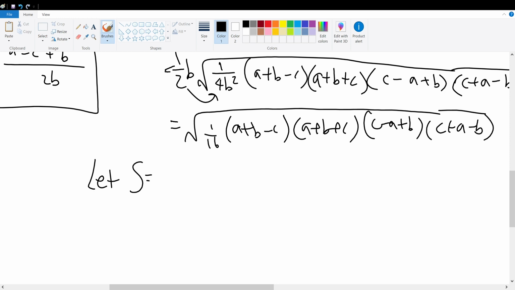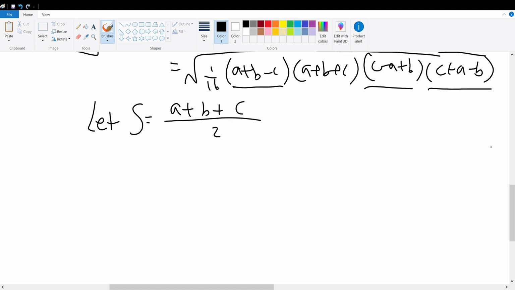Let the variable s be a plus b plus c with 2 in the denominator, in other words, the triangle's semiperimeter. But how do we relate the semiperimeter with these terms right here, a plus b minus c, c minus a plus b, and c plus a minus b, as they are not written in the form of the semiperimeter? Well, that's an easy fix.